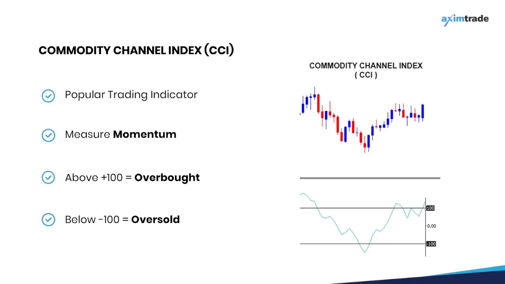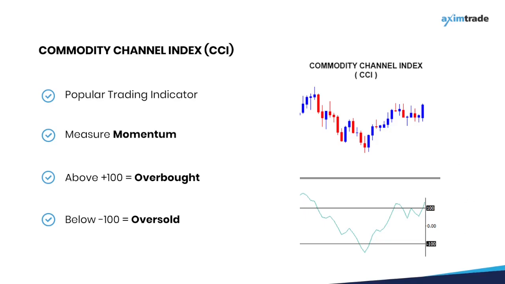When the CCI indicator rises above the plus 100 level, the market is overbought. And when the CCI indicator falls below the negative 100 level, the market is oversold. The CCI indicator oscillates between fixed levels of plus 100 and negative 100, or plus 200 and negative 200.